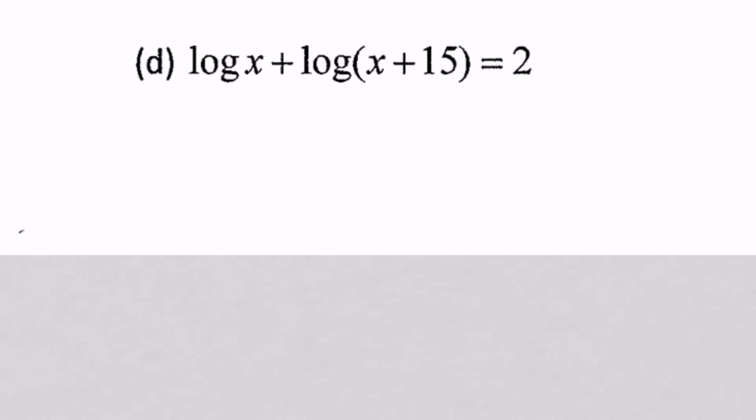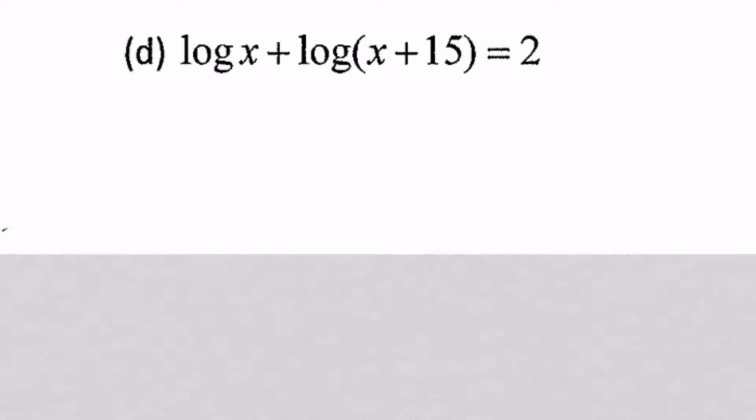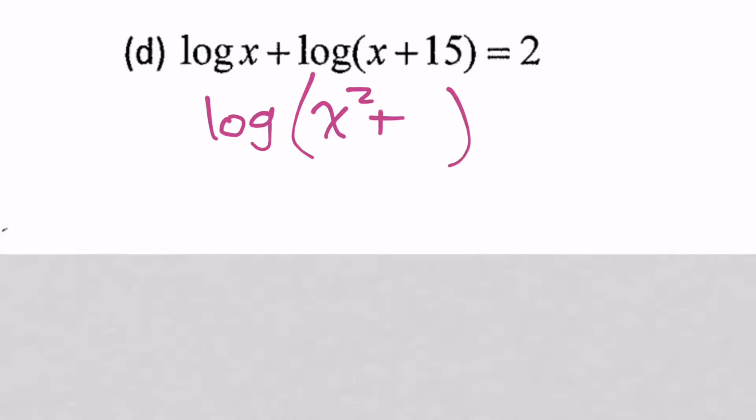All right, and finally, last one. Log of x plus log of x plus 15 equals 2. We need to compress this logarithm. So log of x multiplied by x plus 15. So we get x times x is x squared plus 15 times x is 15x. So that equals 2. Now we rewrite this in exponential form.